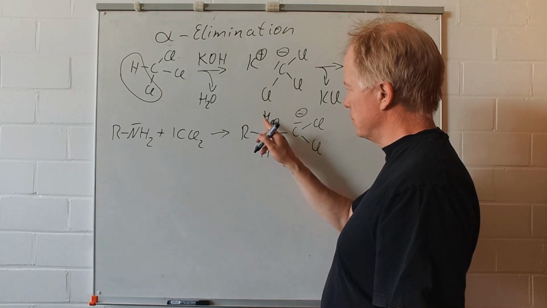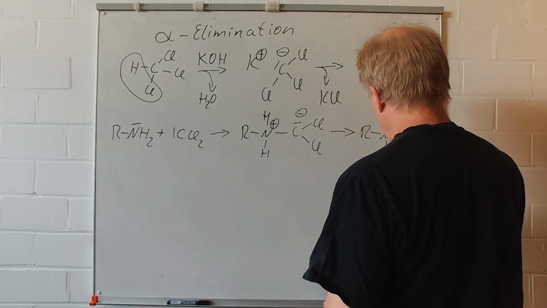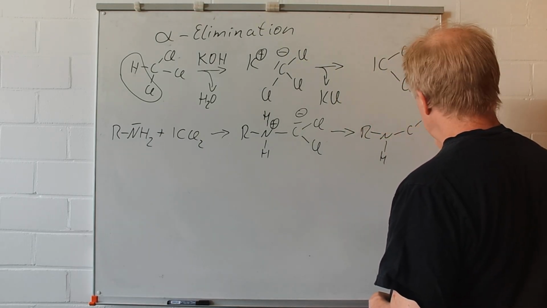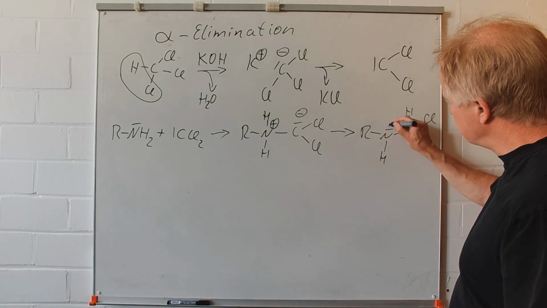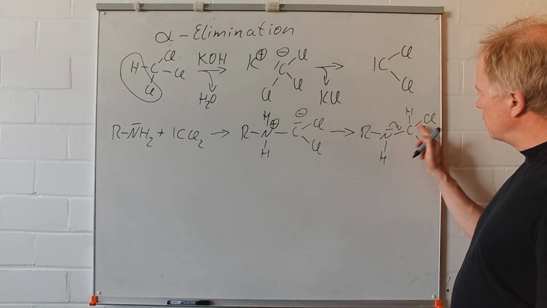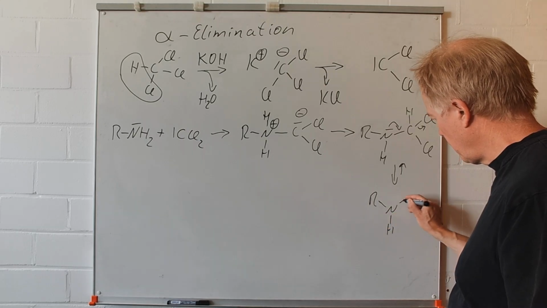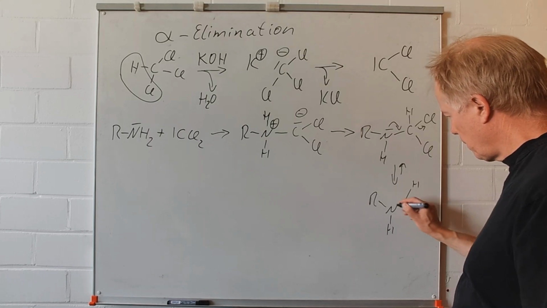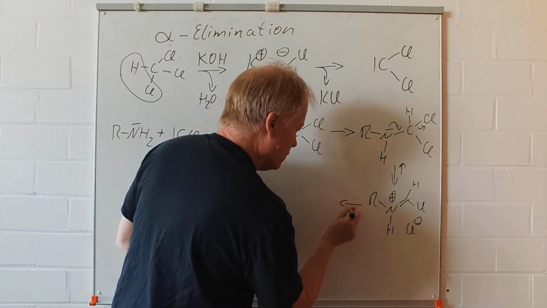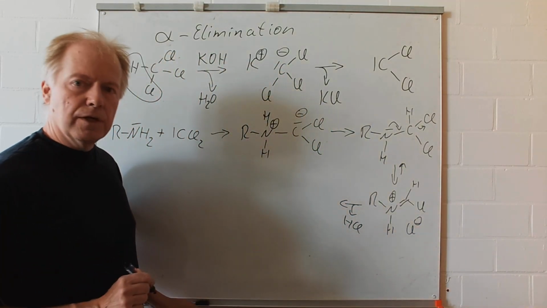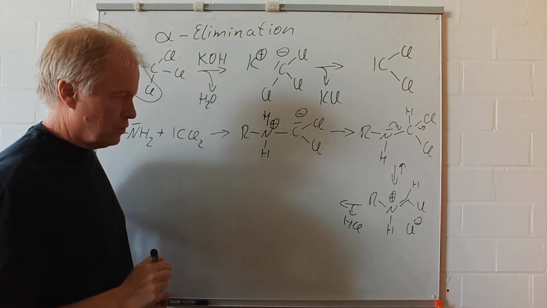One proton will change its position, will go to that carbon, and then we have a neutral intermediate. Next step, one chloride is leaving the molecule. And now again HCl is eliminated. The HCl is of course trapped by the excess of base, mainly potassium hydroxide.